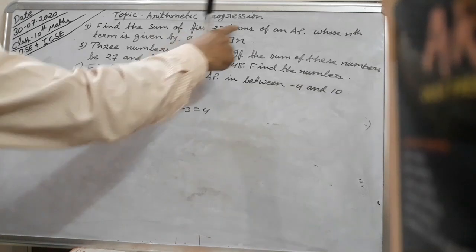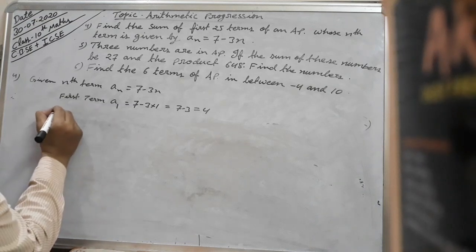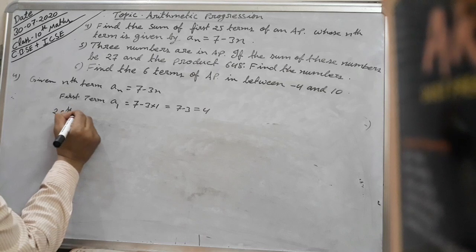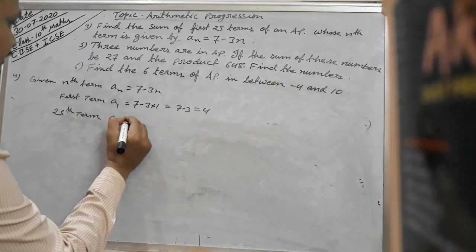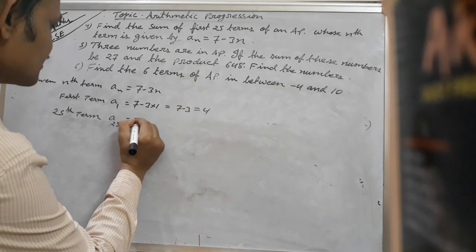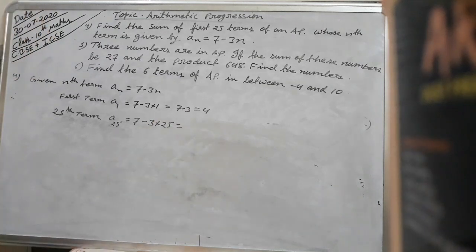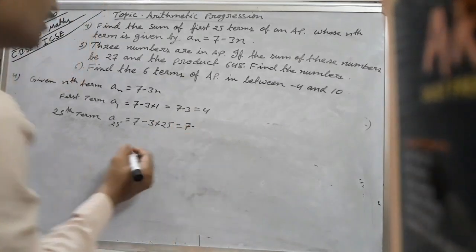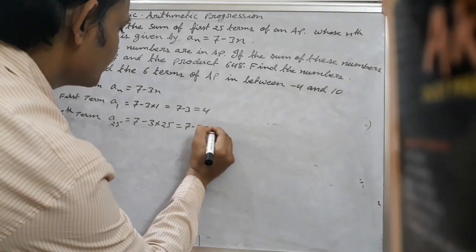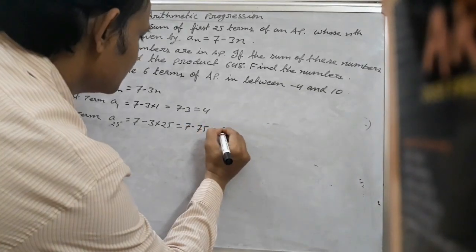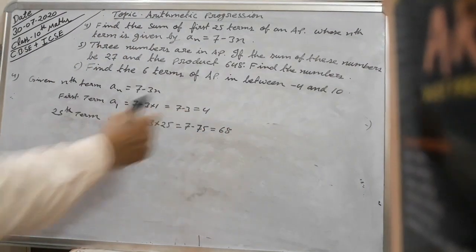And what is the 25th term, last term? The 25th term, a25 is equal to 7 minus 3 into 25. What will you get here? 7 minus 75, that is minus 68. Okay, the 25th term you got here.